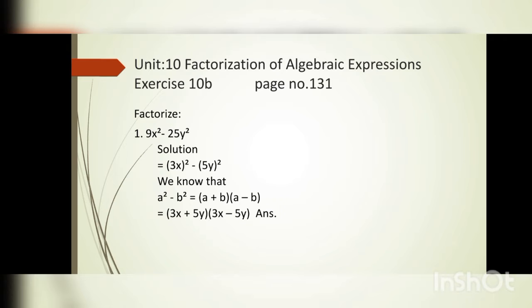Our a equals 3x and b equals 5y. So our last step is 3x plus 5y. We have a plus b now, where a equals 3x, b equals 5y, so we have written 3x plus 5y, and in the second bracket we have a minus b, where a equals 3x, b equals 5y. So we have written 3x minus 5y. So these are the factors of 9x square minus 25y square.